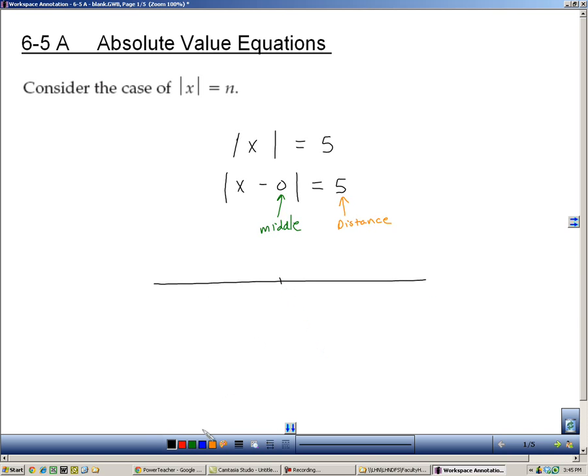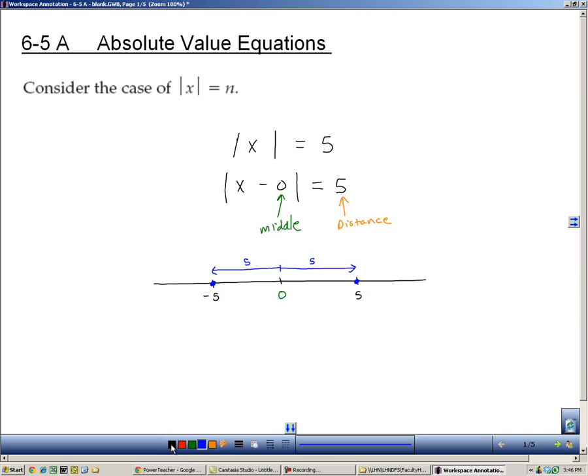If I put a 0 right here in the middle, and I say what number is 5 units away from 0, well, the answer is 5, but also negative 5. So if I were to make this a distance, I would say that these are both 5 units, right? So the distance from 0 is 5 units. That's what the absolute value of x equals 5 really means. So if we put two dots there at 5 and at negative 5, those are the two values that make this true.